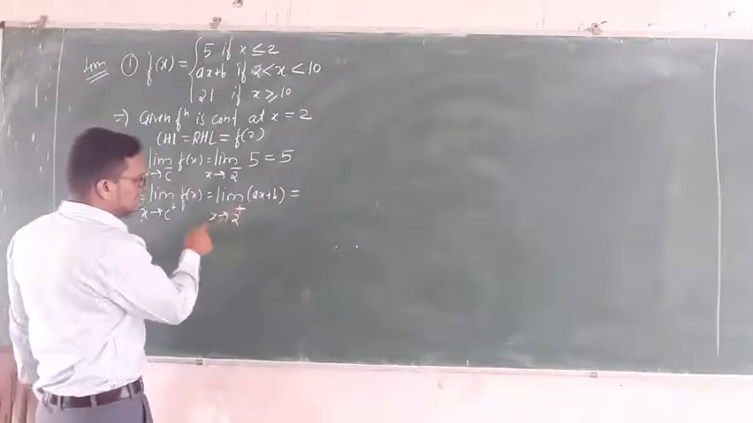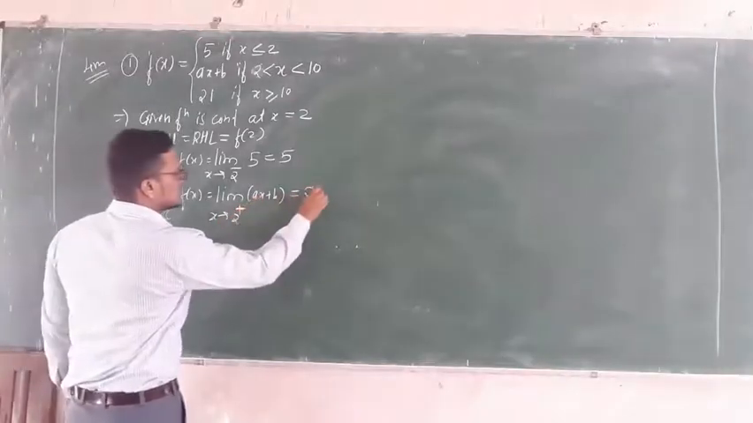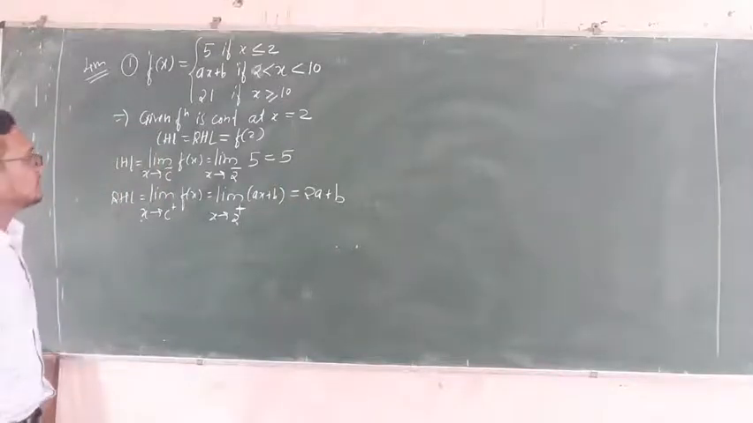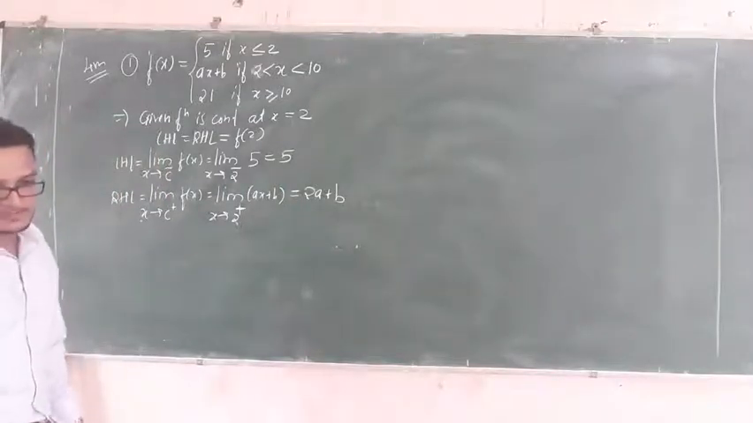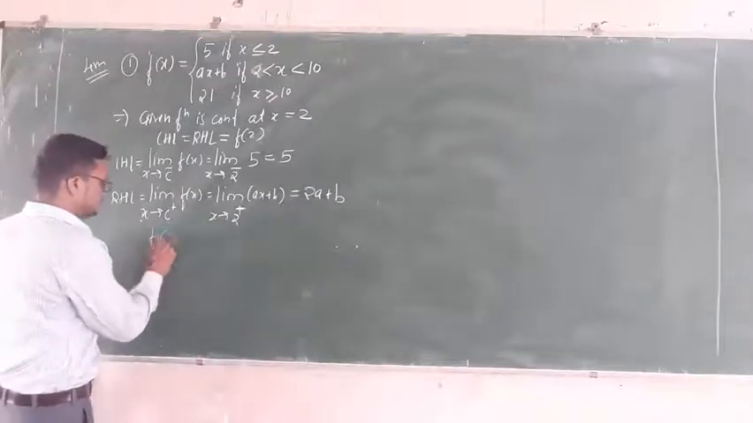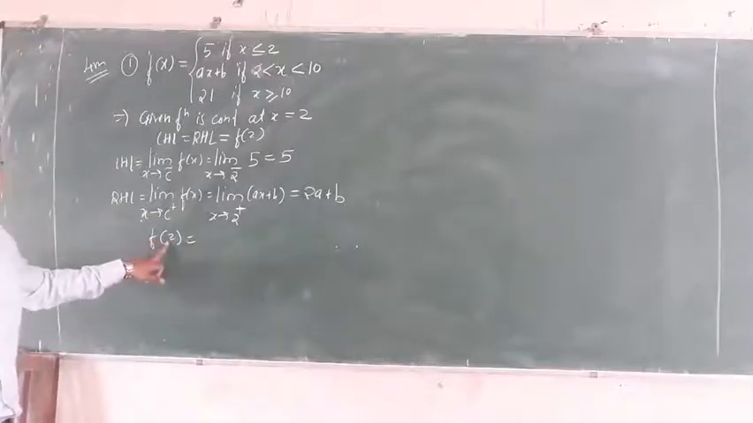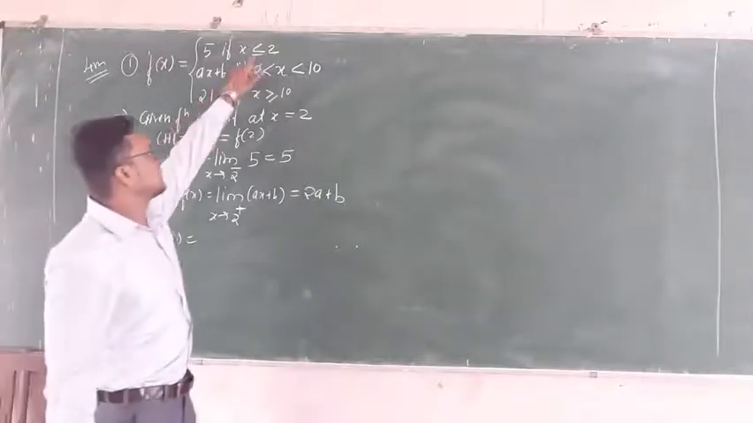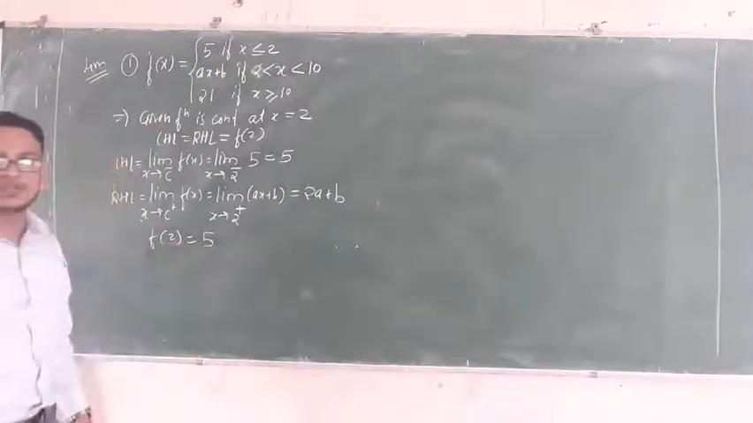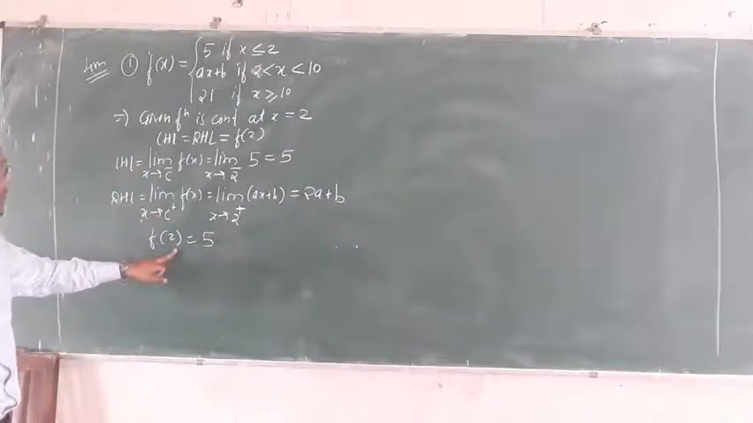Here x tends to 2. If I substitute x tends to 2, it becomes 2a plus b. Next we have to find f of 2. f of 2 means x equals 2. So for x equals 2, the function is 5. Therefore f of 2 value is 5. Actually I should have found this earlier, but I found it later. No problem.